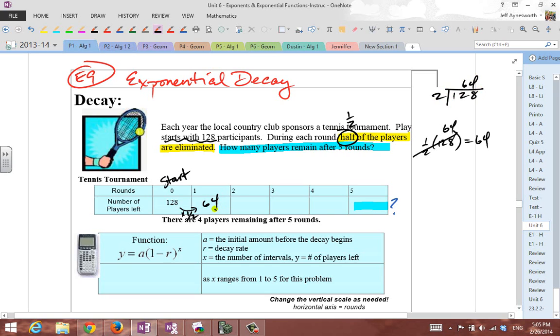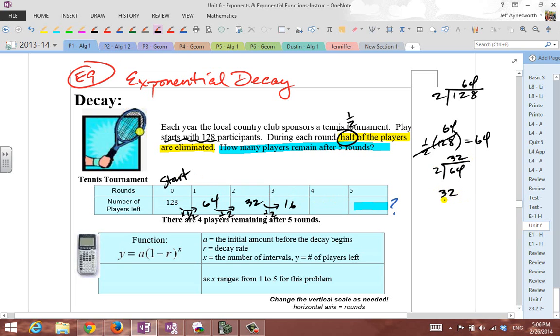And then you got to divide it by 2 again. Or you can write down times 1/2. When you take a half, you divide by 2, or you multiply by a half. The same thing. And 64 divided by 2 is 32. So you have 32 players left after round 2. Remember, the top here is the rounds. Then you got to divide it by 2 again, and you get 16.